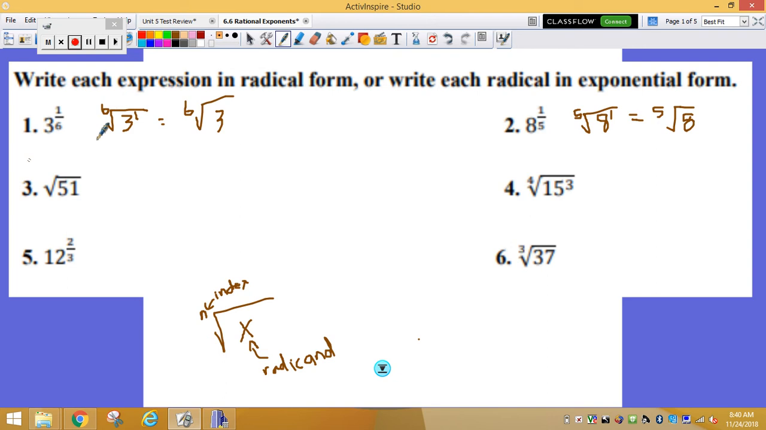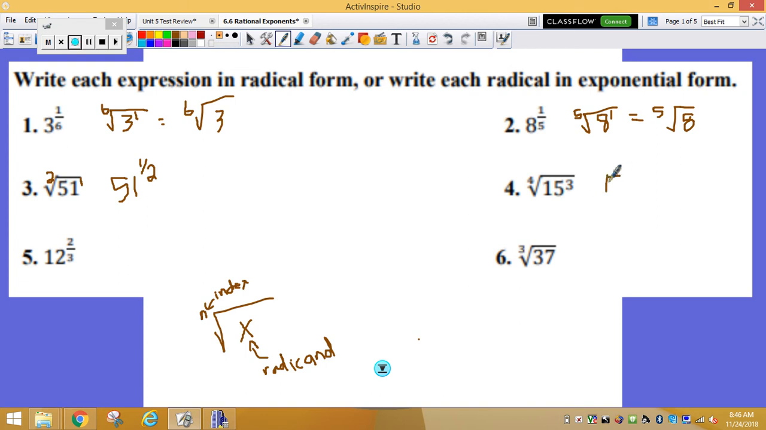Okay, let's go backwards. What if I give you a radical? The first thing you need to know, if they don't put a radicand, kind of like with exponents, they don't put an exponent, it's a 1. If they don't put an index, it's a 2. And again, the exponent in here, if there's not one, is a 1. So this in exponential form is going to be 51 to the, remember the exponent on the inside is your numerator, your index is your denominator. So that's your answer.